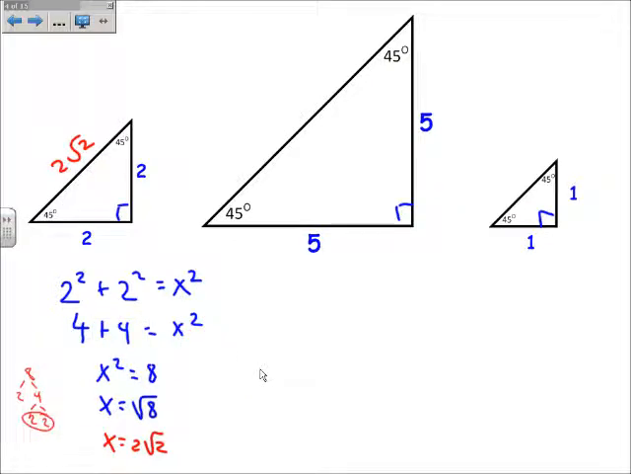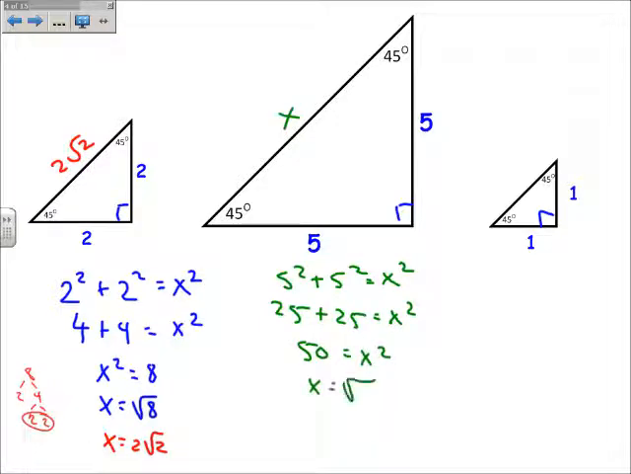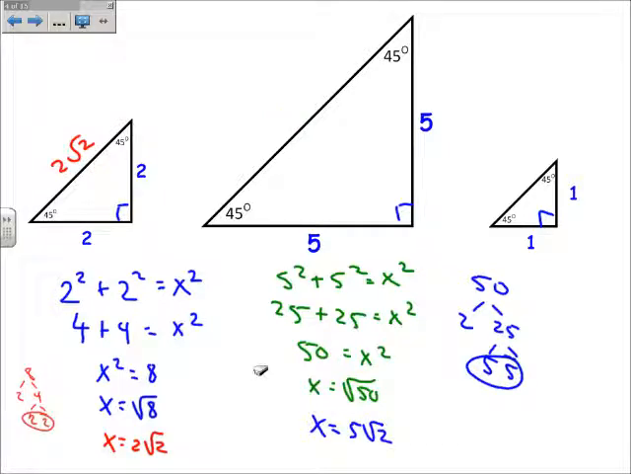Okay, 5 and 5, again I'll call this x. 5 squared plus 5 squared is equal to x squared. 25 plus 25 is equal to x squared. 25 and 25 make 50. So x is equal to the square root of 50. To simplify that, again, I'll make a factor tree. 50, let's say 2 and 25. 25 is 5 times 5. I have a perfect square. So x is equal to 5 root 2. Now, if we did this last one, we would get 1 root 2.